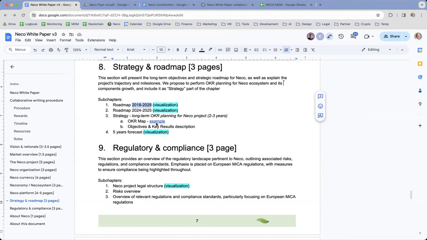And yes, sub-chapter 3 and sub-chapter 2 will be very closely related. The roadmap 24-25 will just outline activities that will be described in more detail in the OKR planning for the next 2 to 3 years. And the last one, the 5 years forecast, will be more like financial forecasts. Let's say the community, the people, profit, and planet. I guess with these three key measures, we will outline what our forecasts are, till 2028, I believe. So 4 years, I guess.